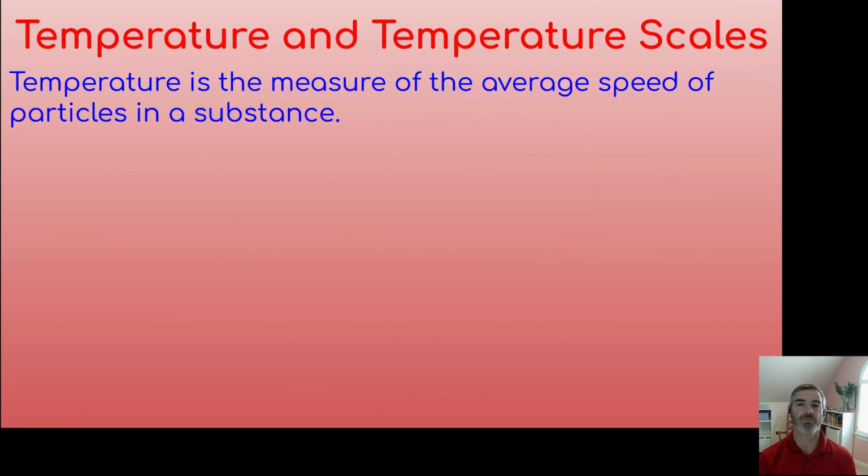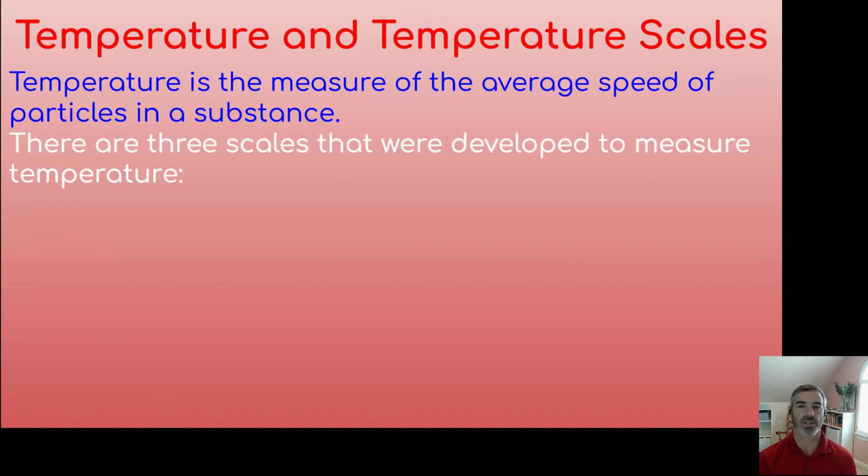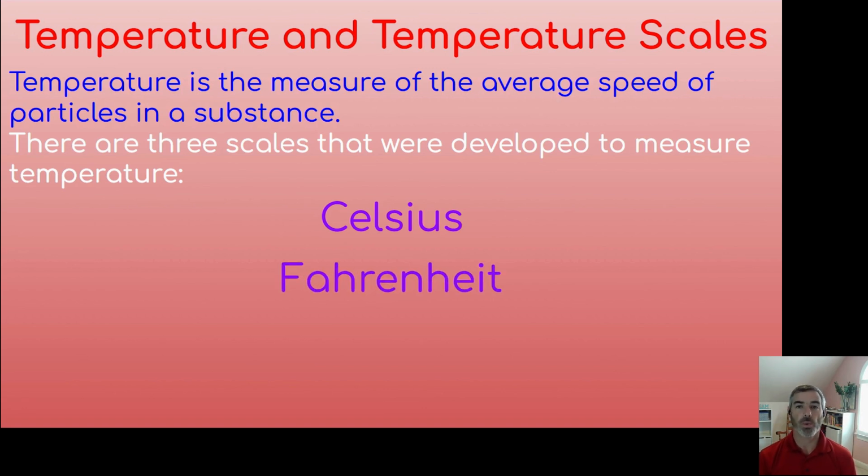Temperature is the measure of the average speed of particles in a substance. All particles aren't moving at the same speed. They just have an average speed, and that average speed dictates the temperature. The faster they're moving, the higher the temperature, and the slower they're moving, the lower the temperature. Now there are three scales that were developed. The Celsius scale is the first one we're going to talk about, and that's the one we're going to use a lot. This is what's used in most other countries. Then we also have the Fahrenheit scale, which is used in the United States predominantly. And then we also have the Kelvin scale, which is known as the absolute temperature scale. We'll talk a little bit more about the Kelvin scale and why it's the absolute temperature in a minute.